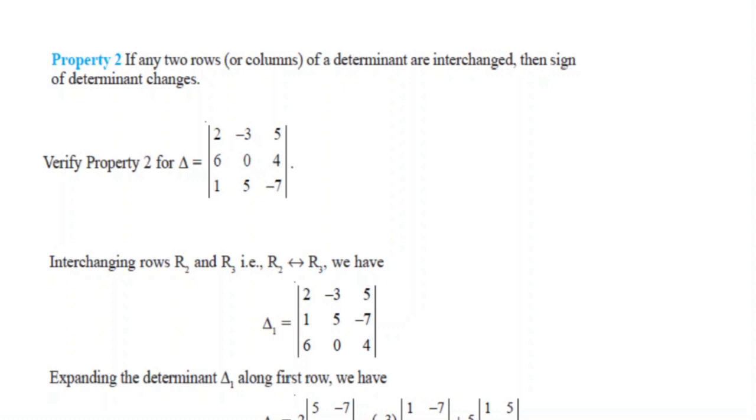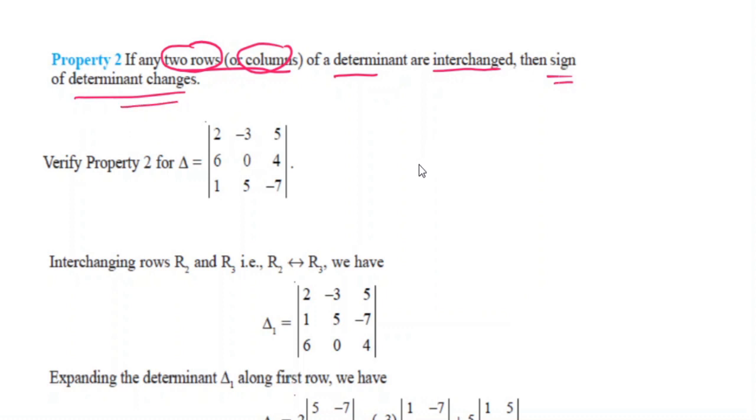Let us move to the second property of determinant. If any two rows or columns of a determinant are interchanged. In the previous case, we discussed that the entire rows and columns are totally interchanged. Now let us select any two rows. Note this point: if any two rows or two columns of a determinant are interchanged, what happens? The sign of the determinant changes.